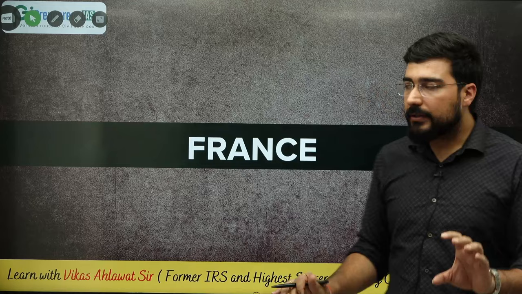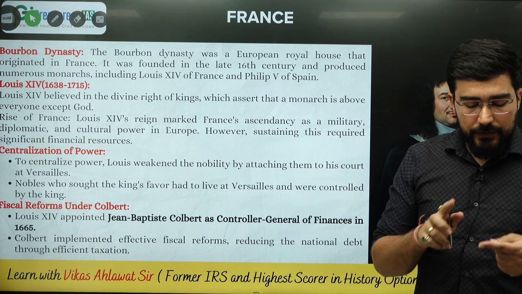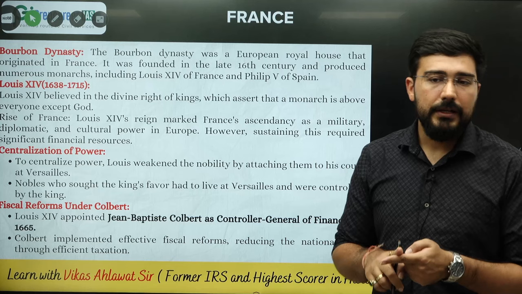If we see the profile of France, France was ruled by the Bourbon dynasty. So when we see the Bourbon dynasty, there are specific rulers, King Louis 14, 15, and the last one was 16.